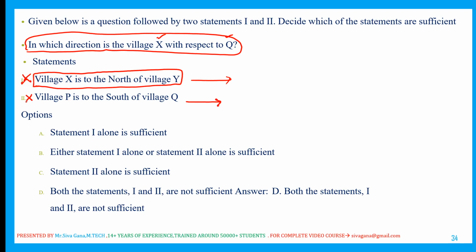Now if we club both statements, is it possible to answer? Let us see. X is north of village Y. Let us say this is village Y, statement 1. X is north of village Y. This is X. Now, village P is to the south of Q. So definitely I cannot answer. We need the relation between X and Q, but village P is south of Q.